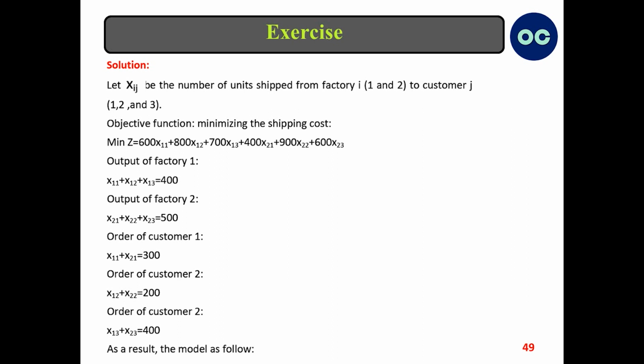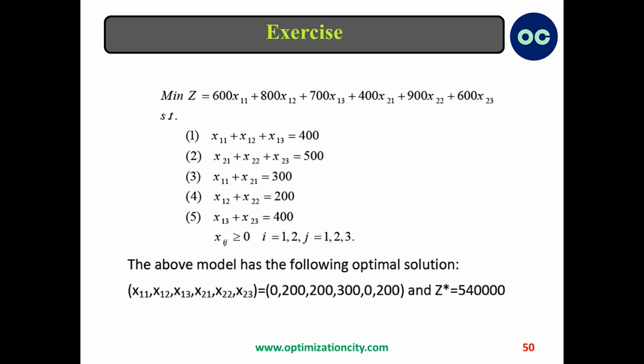Customer 1 orders 300 units, customer 2 orders 200 units, and customer 3 orders 400 units. The output of factory 1 is equal to 400 and the output of factory 2 is equal to 500. To summarize, our model aims to minimize the shipping cost by ensuring that the total units shipped from each factory equal their output and the total units shipped to each customer equal their order, as follows.